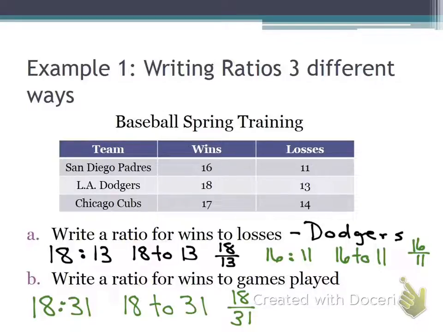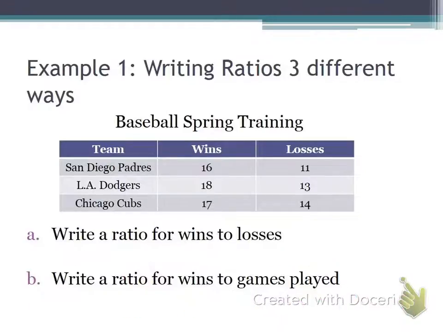All right, do the same thing for the Padres. How many wins? 16 to 27, and 16 over 27. All right, did you get it? Okay, so that's our first example.